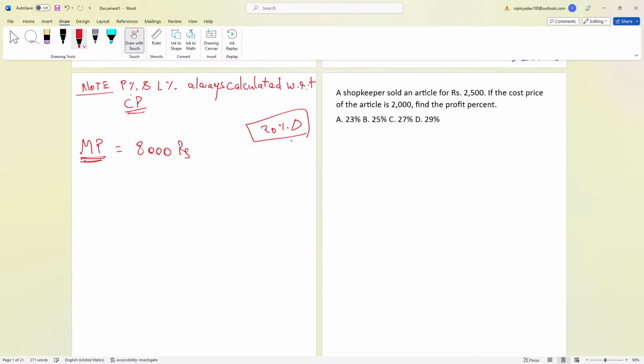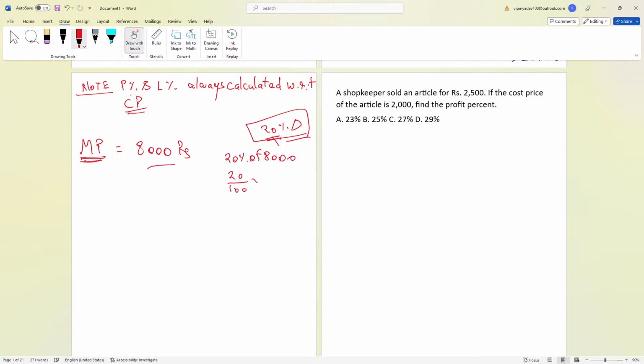Now, if the discount is 20%, what does it mean? You go to the market, you choose this particular watch, and this watch is 8,000. You go to the shopkeeper and say you have finalized this watch, and he is giving you a discount of 20%. We'll see how we can calculate. So it will be 20% of what? The 8,000 only. This will be the discount we are getting.